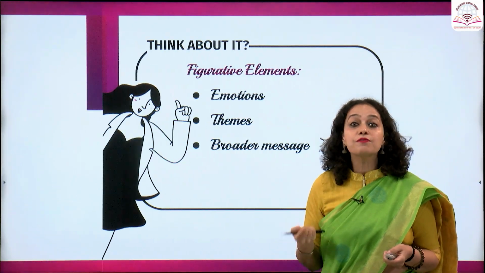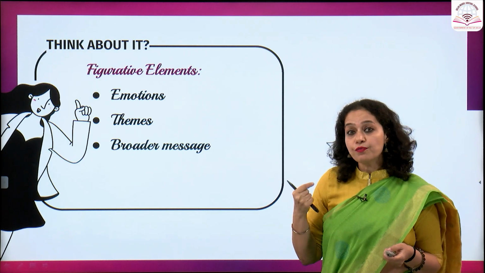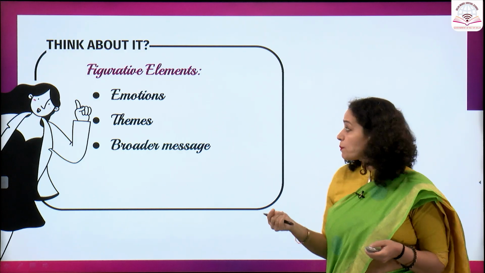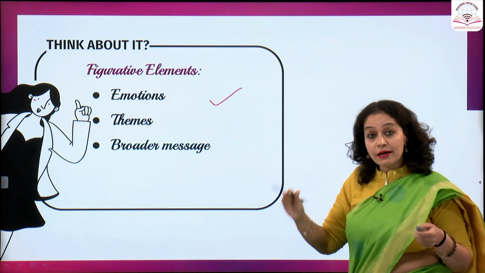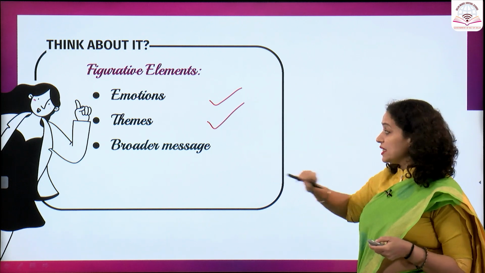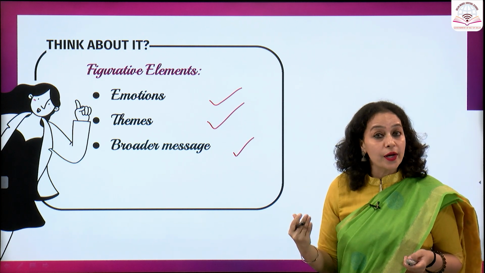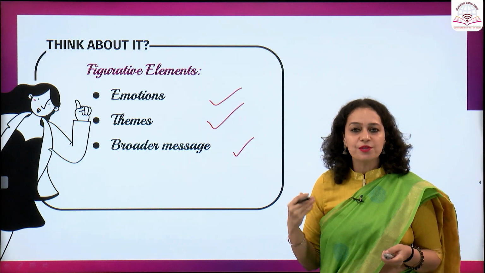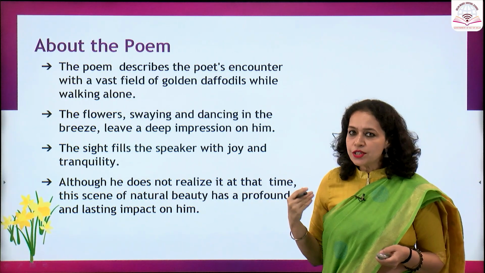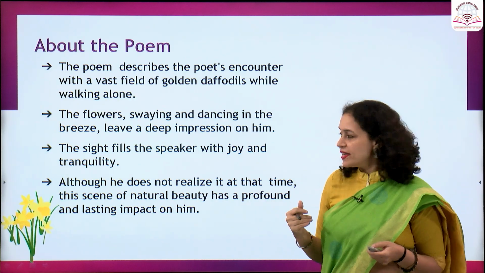Now, what is the figurative meaning of this poem? When we are talking about the figurative elements, we have to explore the emotions that are aroused after reading that poem. We also have to talk about the themes and the broader message that the poet wants to convey through his layered poem. So, we'll talk about the poem first. What is it all about in a general sense?